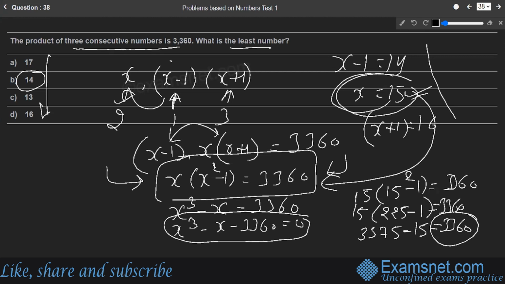X value had to be the second number. First number should be 14 and the largest number should be 16. He has asked for the least number. So clearly option B is right. The least number is 14.